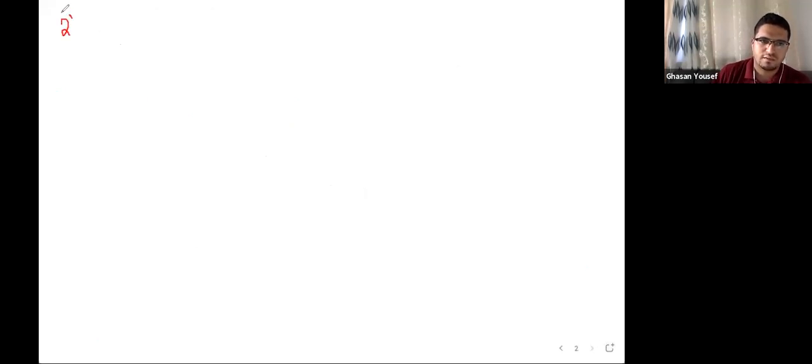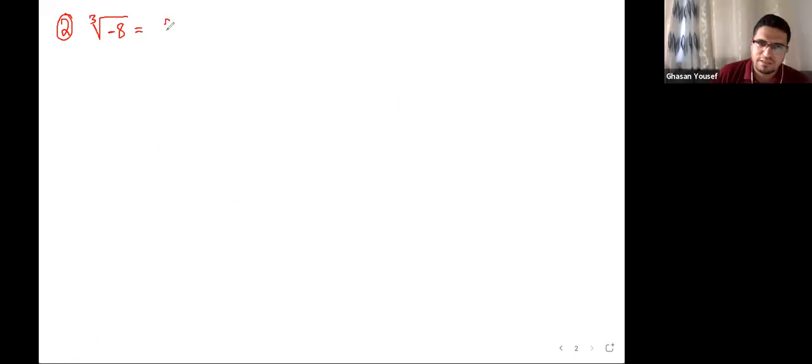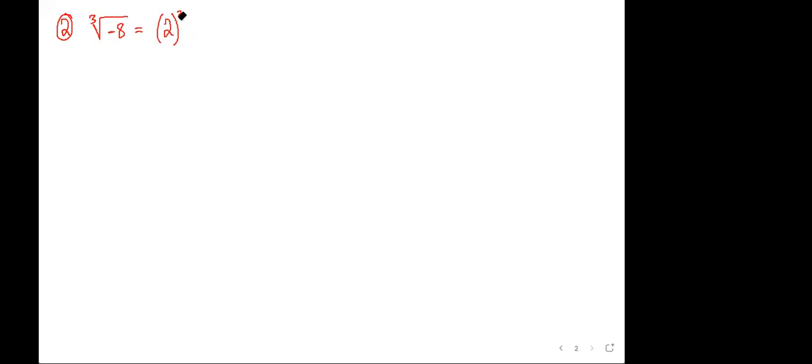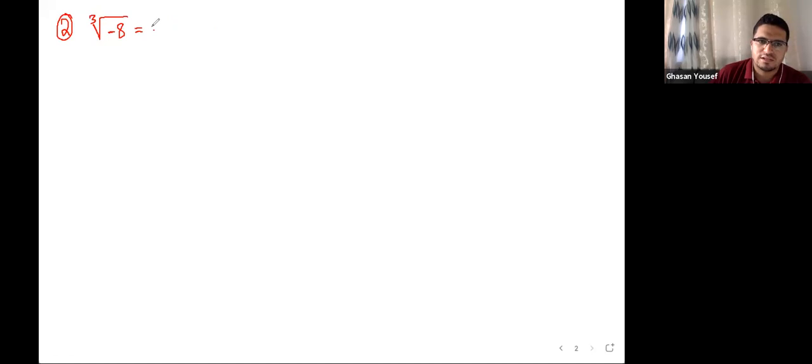So the second one, the question is, what is the cube root of -8? I want to say 2 or -2. If I multiply 2 three times, they give me 8, not -8. It should be negative. So it should be -2. So the answer is -2. Why? Because -2 to the power 3 gives me -8.